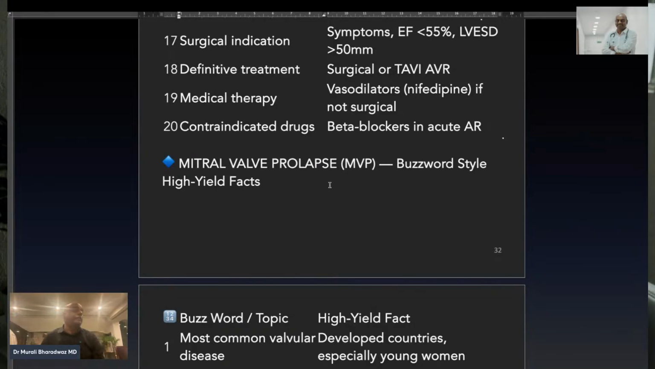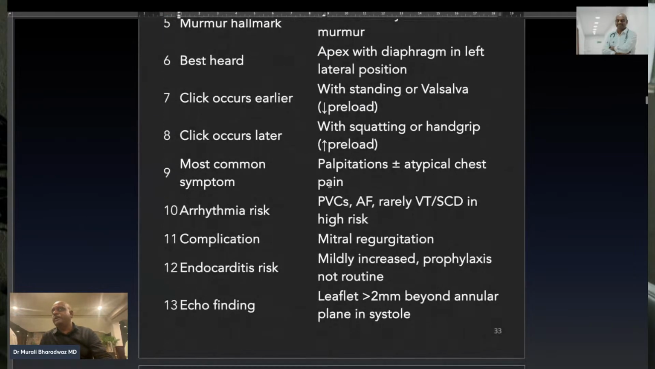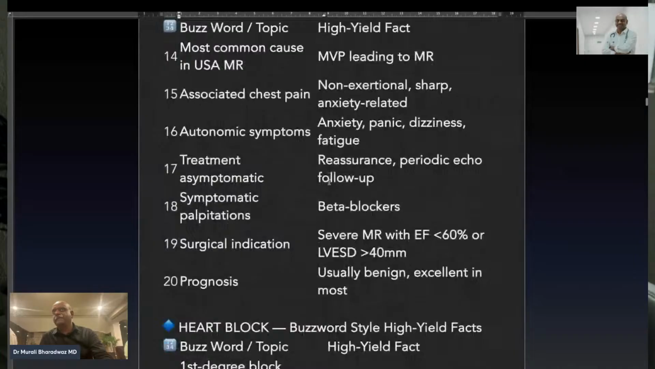Beta blocker. Why? Because beta blocker will slow the heart and increase the diastolic filling time and increase the filling of the heart. Already regurgitated blood is filling it, and on top of it you are filling more. Then comes mitral valve prolapse. We already finished.